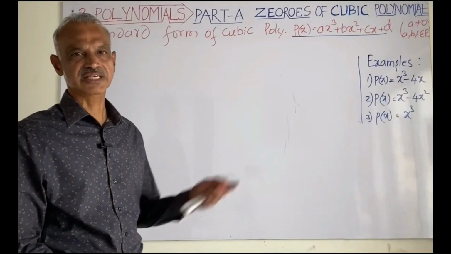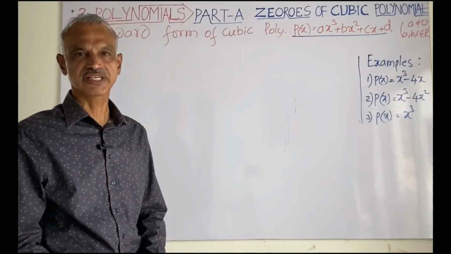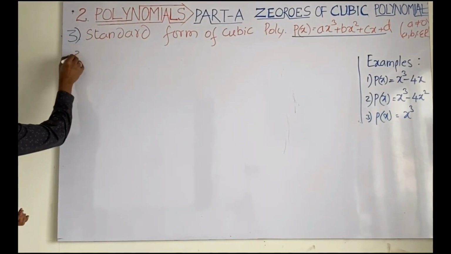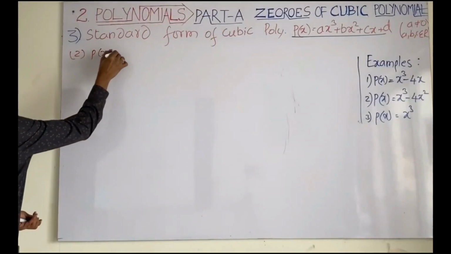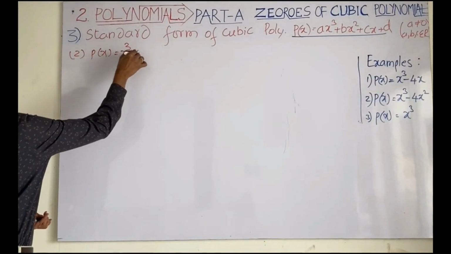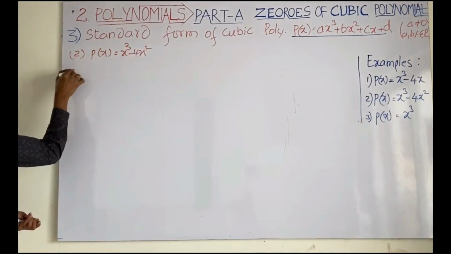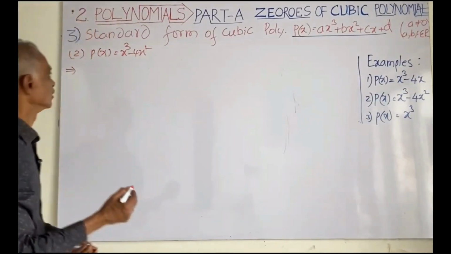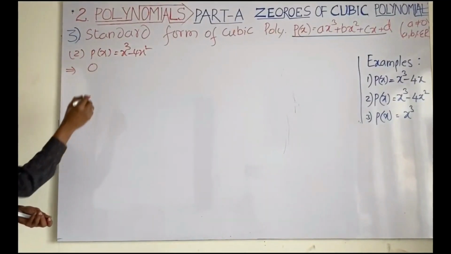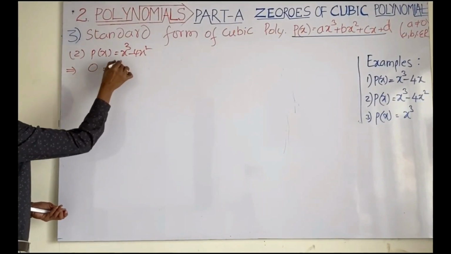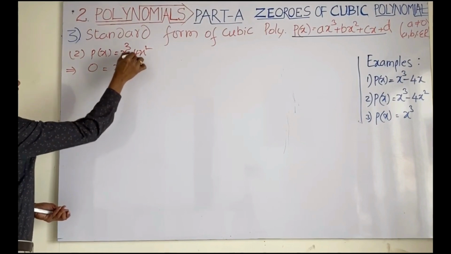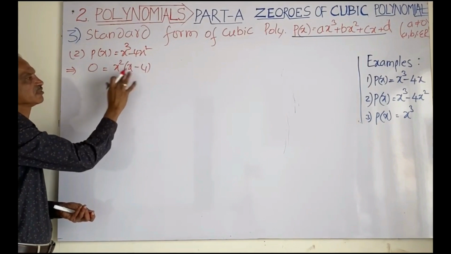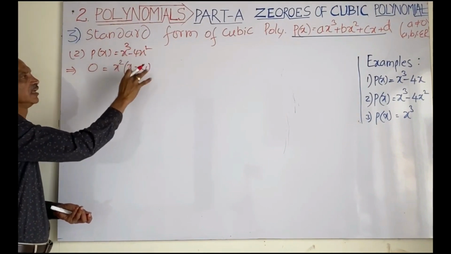We will draw the second graph, x cube minus 4x square. First, what do I have to do? We have to find the zeros. Second graph: p of x is equal to x cube minus 4x square. We have to find the zeros algebraically. Zeros mean p of x is equal to 0. You take x square common here. You will get x minus 4. You verify: x square into x is x cube, x square into 4 is minus 4x square.